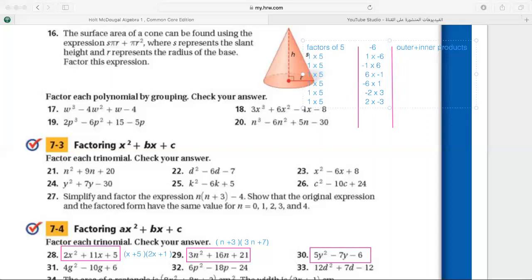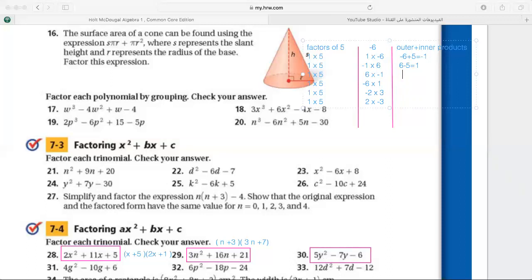Outer and inner. Outer is 1 and negative 6, so negative 6. And inner is 1 and 5, plus 5 will give me negative 1. The goal that we want to reach is negative 7. The middle term is negative 7. Okay, Tala? So here is negative 1, so we will not use this one. Outer here, I have 1 and 6. 1 multiply 6 is 6. Inner is 5 and negative 1 will give me negative 5, so it will be 1. So I will not use this one.